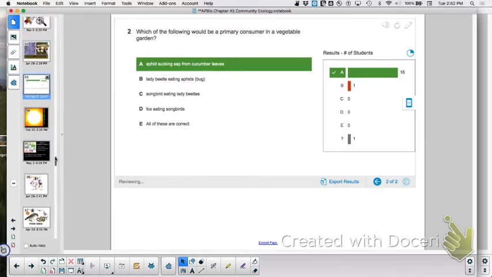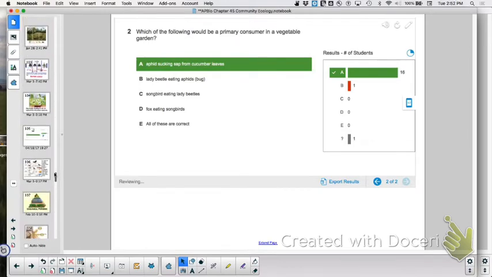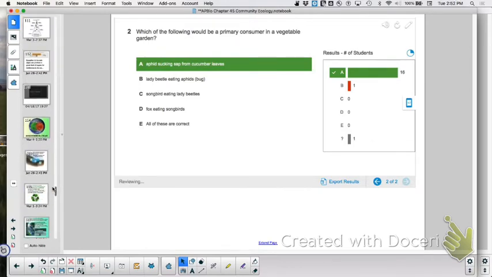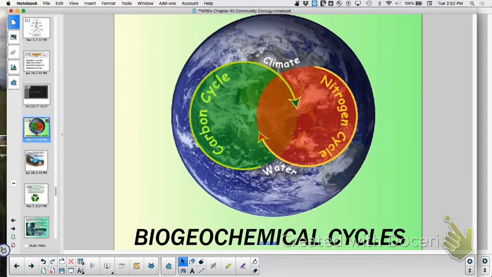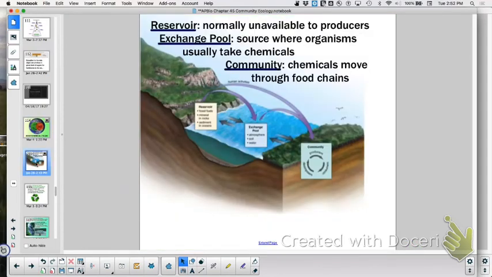All right. Then that just brings us to our biogeochemical cycles. And for that, we want to make sure we remember reservoir, exchange pool, and community. And I have a bunch of questions on this one for you. So we'll probably start with the questions, just review a few of them.